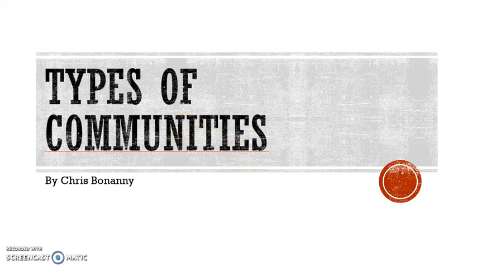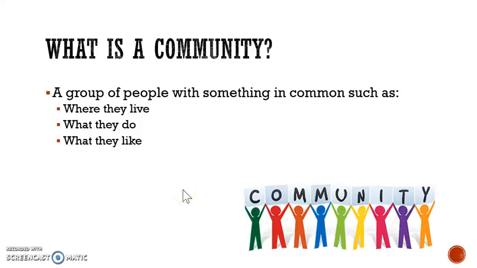So today we're going to be learning about different types of communities. So what is a community? A community is basically a group of people, or it could also be something else like animals, with something in common, such as where they live, what they do, or what they like. There could be other things that form a community, but these are some basic ideas.